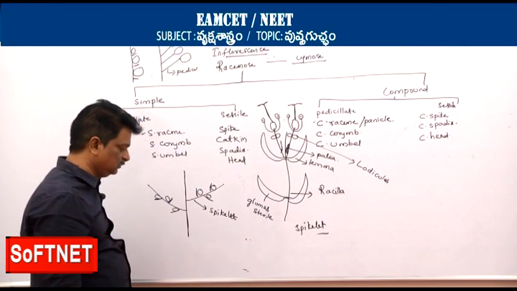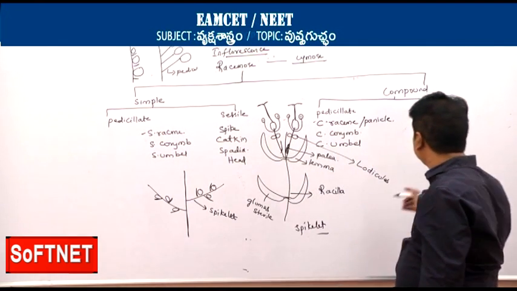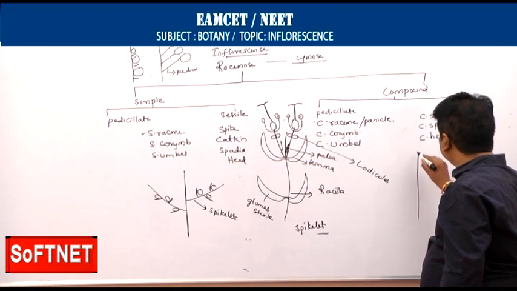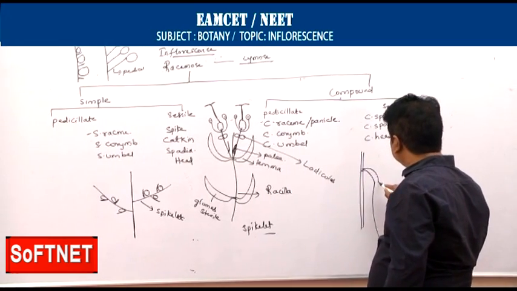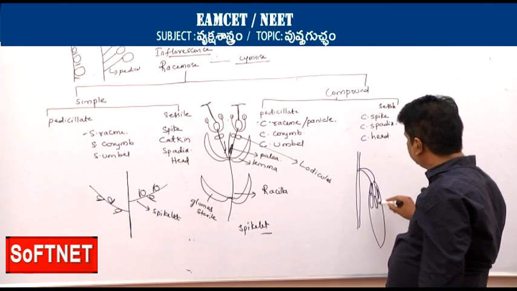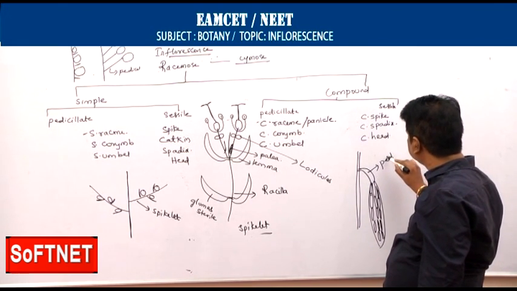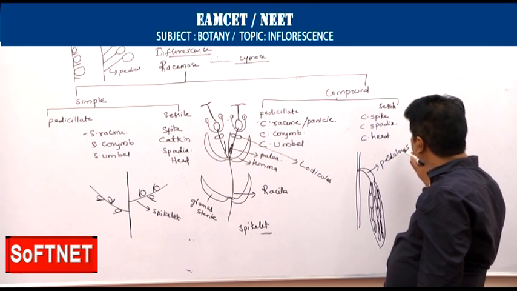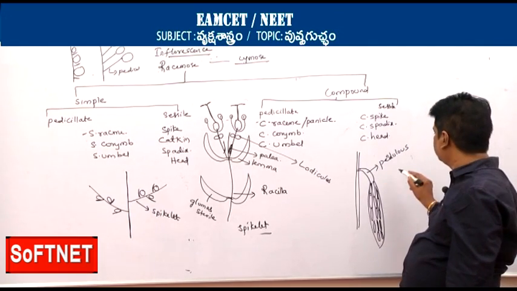The next one, catkin. Catkin is nothing but spike, but in catkin the peduncle is weak. In catkin inflorescence, peduncle is weak. That weak peduncle produces bracteate and sessile flowers. Only thing, catkin is exactly similar to spike, but peduncle is weak or pendulous. That weak or pendulous peduncle produces spike type of flowers.